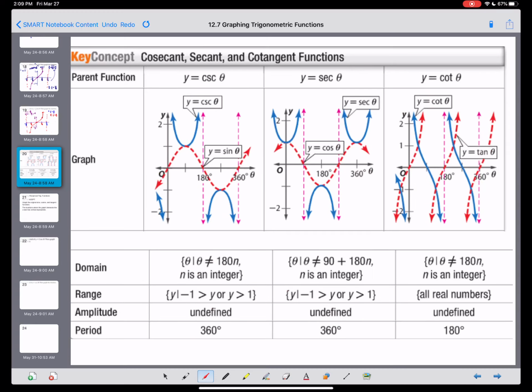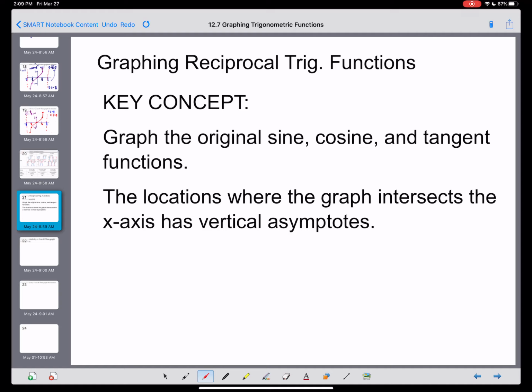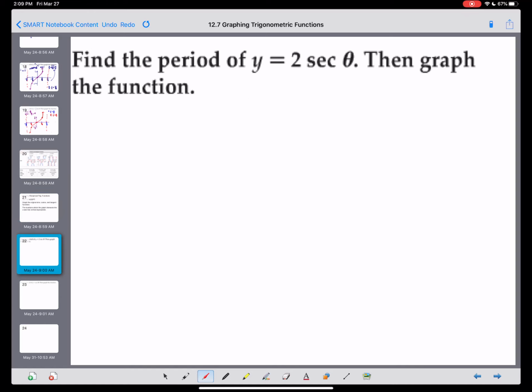The next 3 things that we're going to do are secant, cosecant, and cotangent. I'm not too worried about this. But here's the key concept. Graph the original sine, cosine, tangent, the location. So let's go ahead and just pause it here. Let's copy that, and then I am going to move on. Cool? Cool.